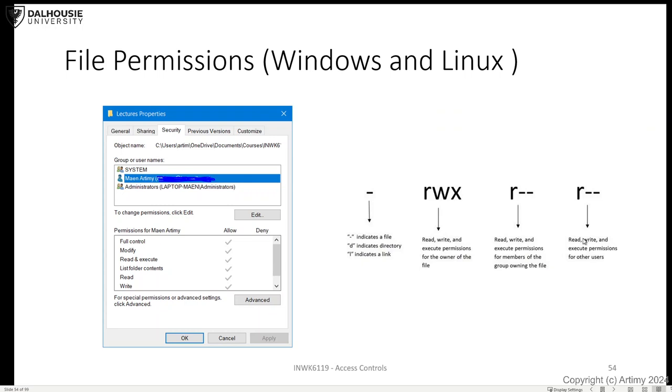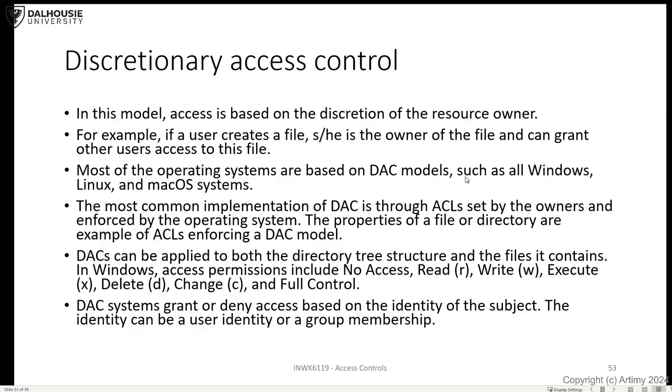So the owner, who sets this? The owner or the administrator, because the administrator has higher privileges, so they can do everything. But the owner of the file can assign privileges for other people, other groups to access this file, and for everybody else. Right? So this is where the word discretionary came from, right? So it's at the discretion of the resource owner.